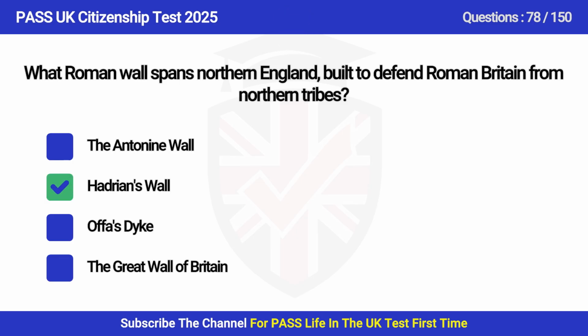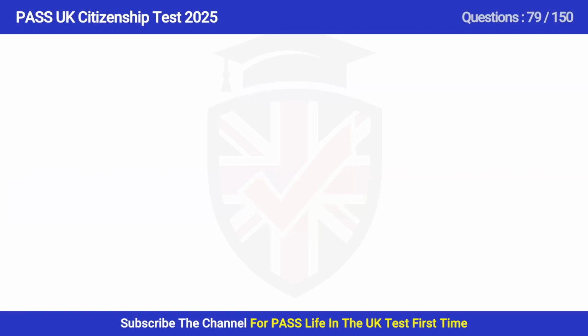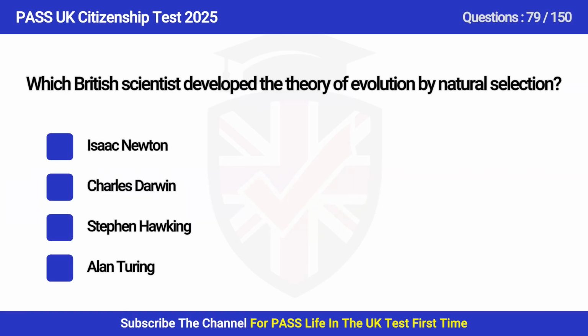Answer is B. Hadrian's Wall. Hadrian's Wall, a UNESCO World Heritage Site, was built by the Roman Emperor Hadrian to mark the northern frontier of Roman Britain. Question 79. Which British scientist developed the theory of evolution by natural selection?